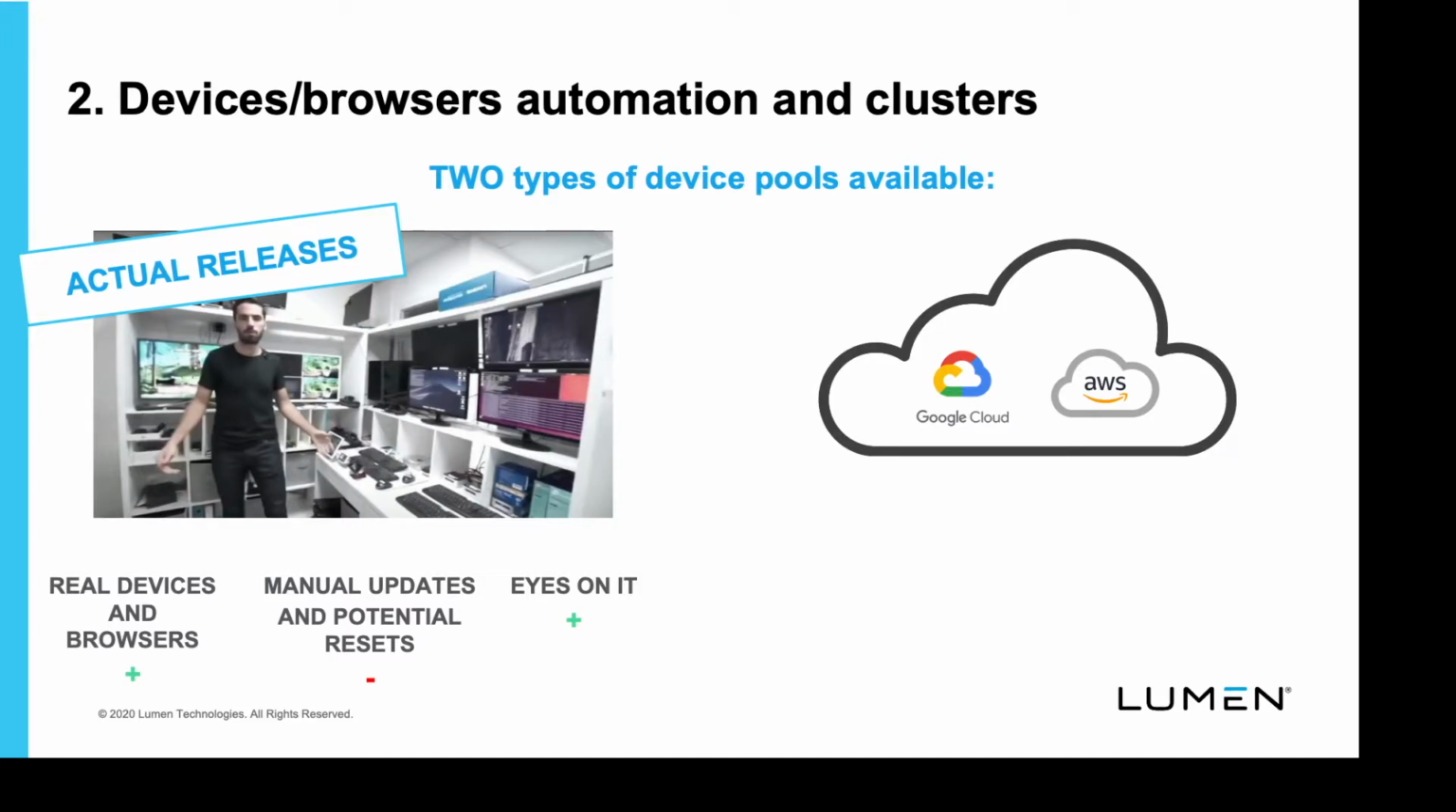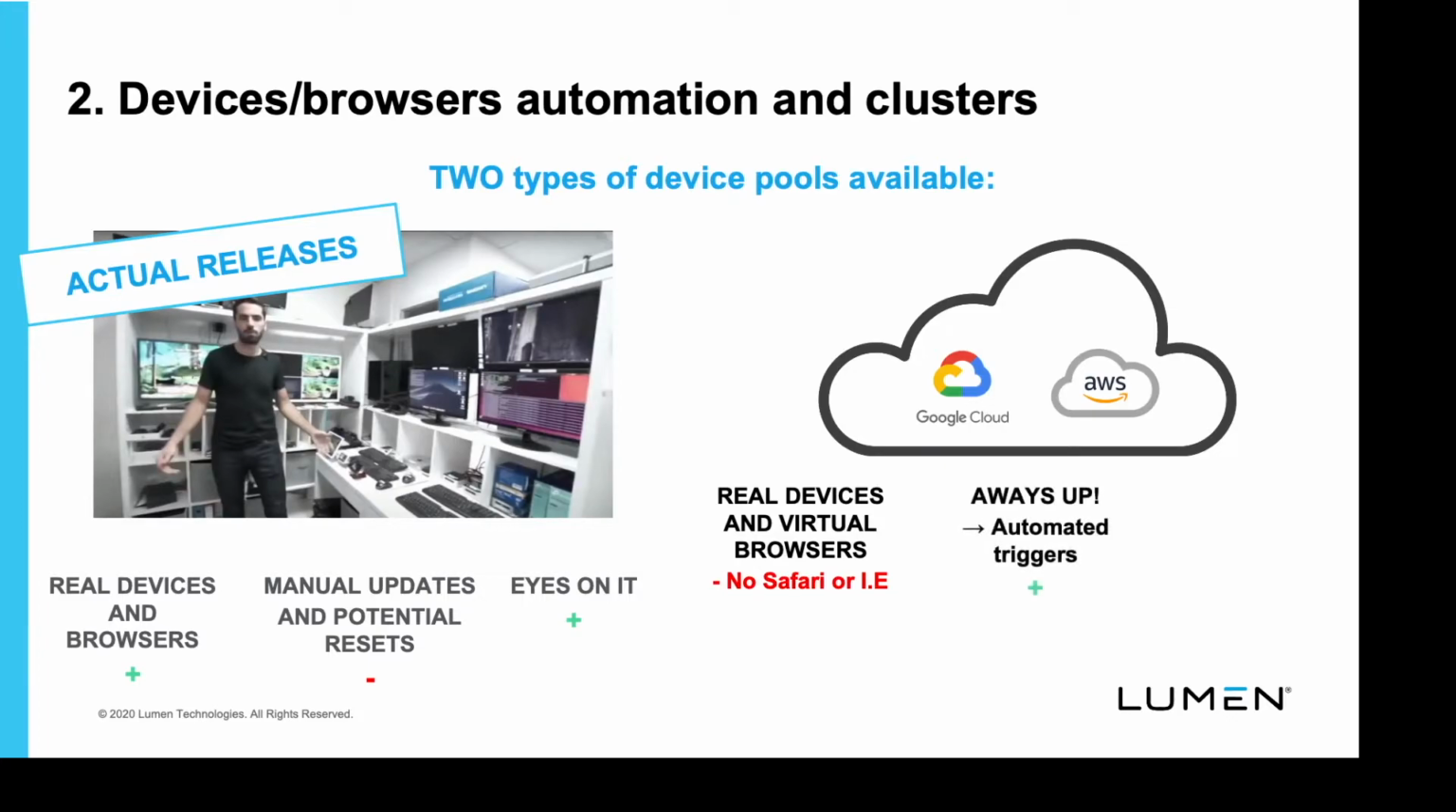So the bad thing is we do have some real devices for mobile, but for browsers, we are using some containers. And since Docker is a Unix-based environment, we can't have any Safari or Internet Explorer, so no macOS or Windows environments. But the great thing is that it's always up since it's managed by Google or AWS, and this allows us to bring some automation and automated triggers.